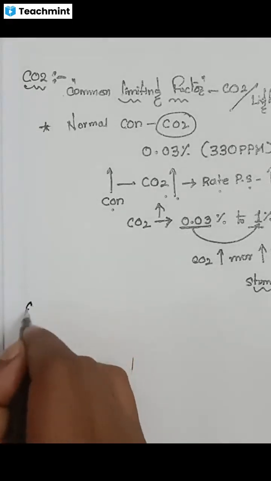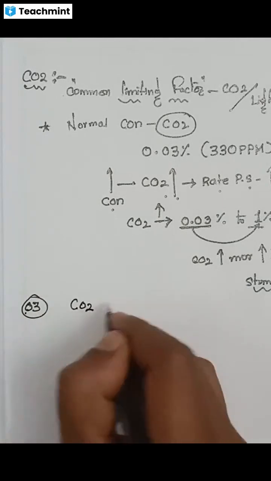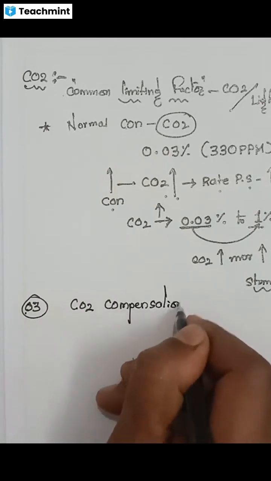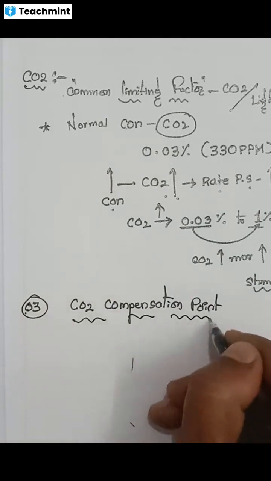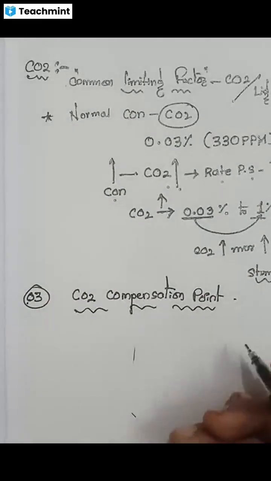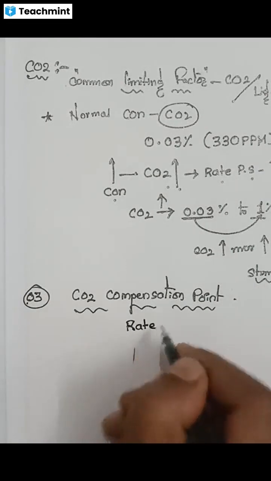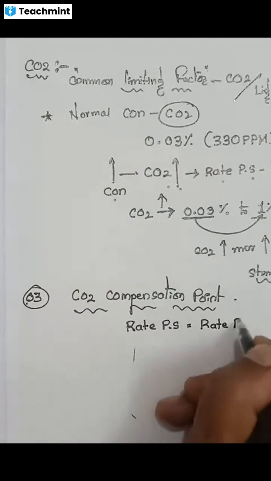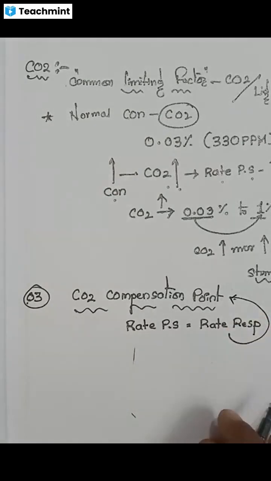The next photosynthetic factor is the carbon dioxide compensation point. So already we know, compensation point means the rate of photosynthesis is equal to the rate of respiration. This is known as the compensation point.